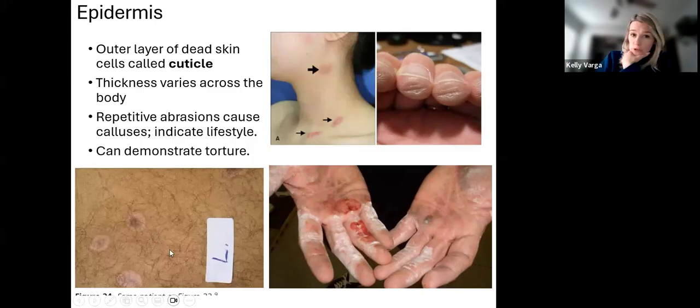It also can unfortunately tell us instances where maybe torture was utilized. In this particular case, we're looking at cigarette burn marks, right? And so unfortunately, this can tell us again about lifestyle. It doesn't mean it's an always, it just means it's leading us to build the story.